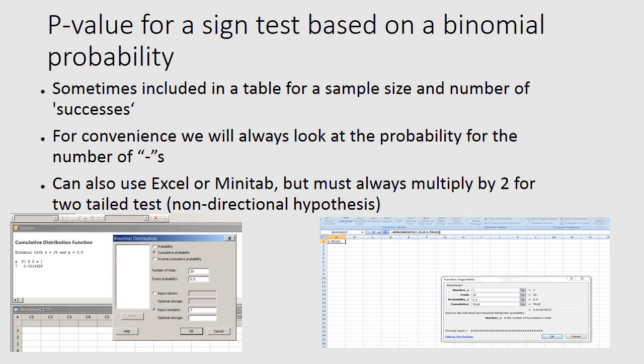So this is binomial, yes or no, plus or minus, kind of like a coin toss. So every time you got a minus, that single event's probability was 0.5. So we use that to get a cumulative probability to have that many minuses in that many trials. But this is always one-tailed from Minitab or Excel. So we have to multiply it by 2 in order to know if we're going to retain or reject our null. And again, our alpha is still going to be at 0.05.